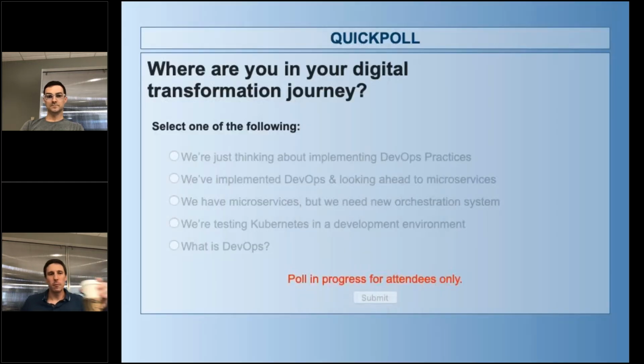Okay, the second polling question should be up on your screen now. Where are you in your digital transformation journey? You can choose from: we're just thinking about implementing DevOps practices; we've implemented DevOps and looking ahead to microservices; we have microservices, but we need a new orchestration system; we are testing Kubernetes in a development environment; or what is DevOps? I sure hope that nobody chooses the last one.